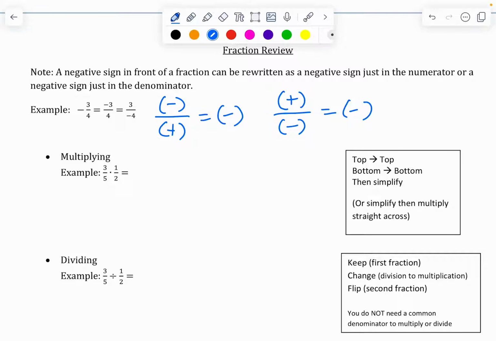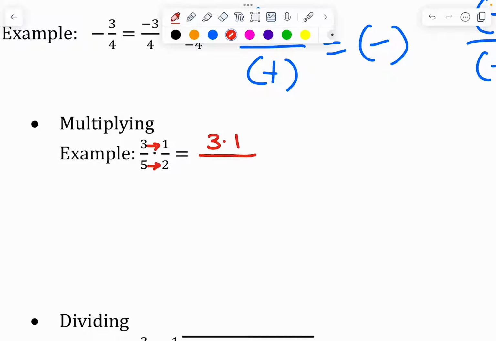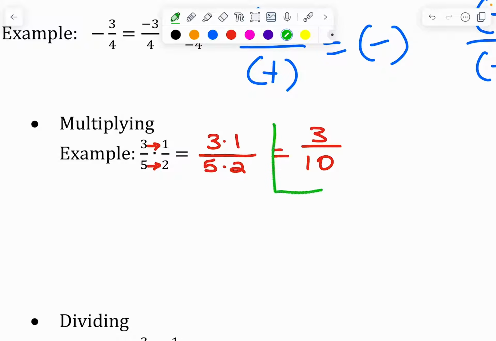So now when we're multiplying fractions, we have top times top, bottom times bottom, and then simplify. Or you can simplify, then multiply straight across. So this would be 3 times 1 on top over 5 times 2 on bottom, which equals 3 over 10. 3 over 10 does not simplify, so this is the final answer.